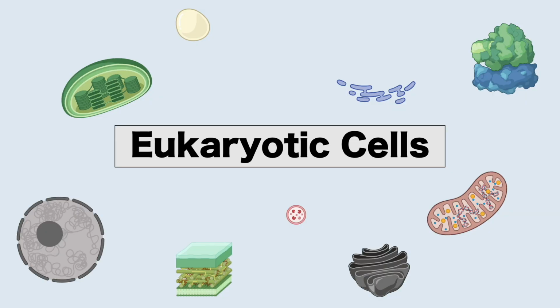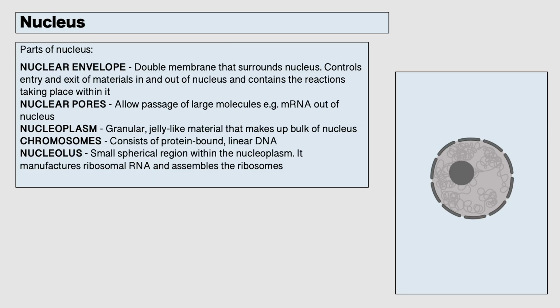Now moving on to eukaryotic cells and their ultrastructure. The ultrastructure is the internal structure of the cell. Let's start with the nucleus. The nucleus is the most prominent feature of a eukaryotic cell. It contains the organism's hereditary material and controls the cell's activities.